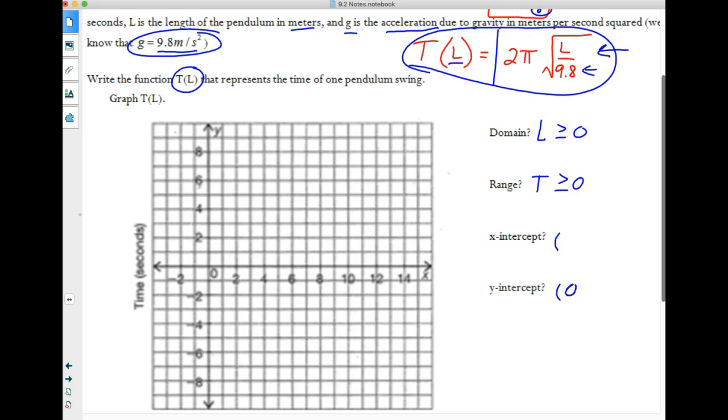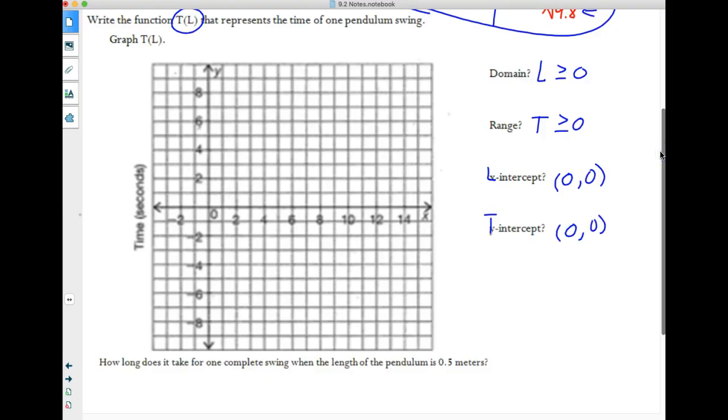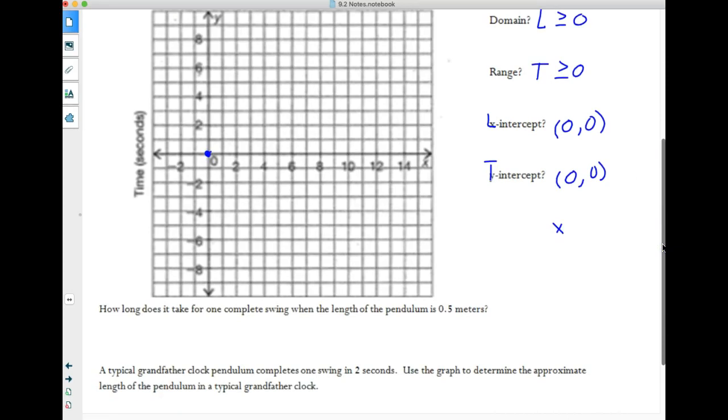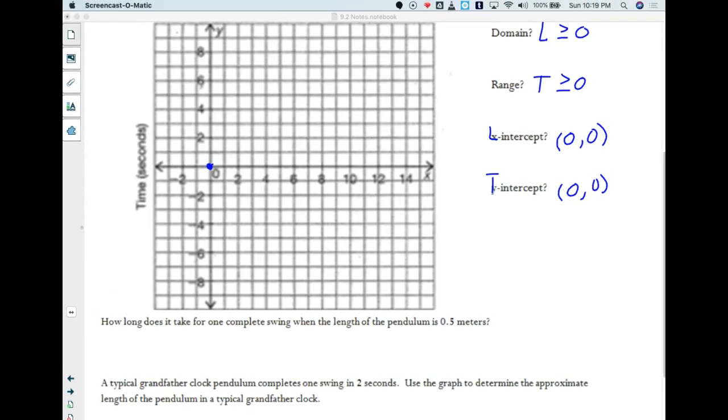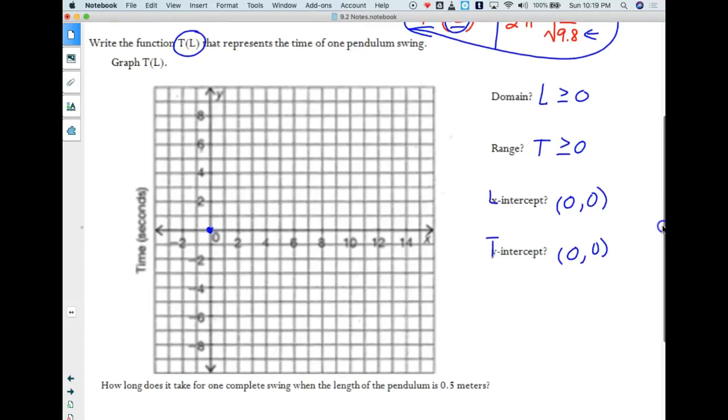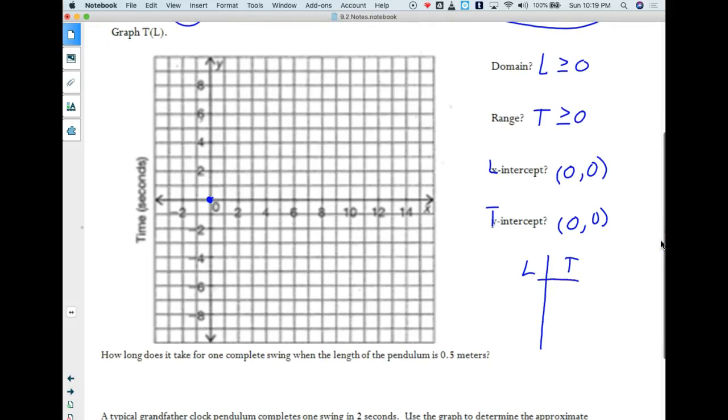If I put a 0 in for L, this is technically my T-intercept and my L-intercept, length and time. If I put 0 in for L, I get 0 out, so I'm starting out at (0, 0). If I had to graph that, it's a pretty ugly graph with 2 pi, so I didn't make an XY chart. I made an LT chart, because I put in an L to get out a T. L is my independent variable, and T depends on what I put in for L.